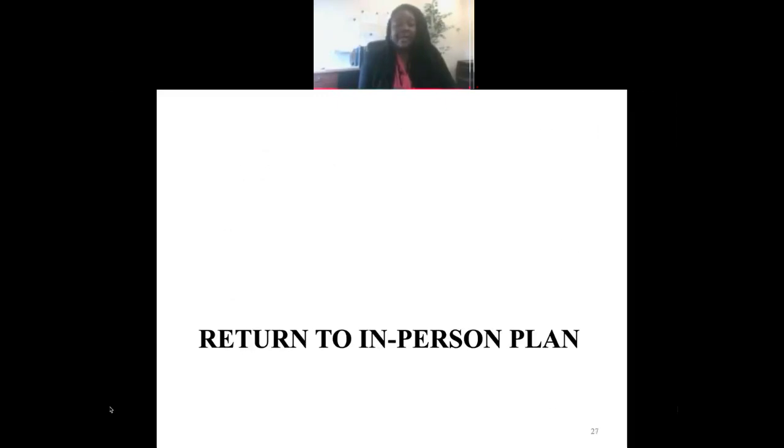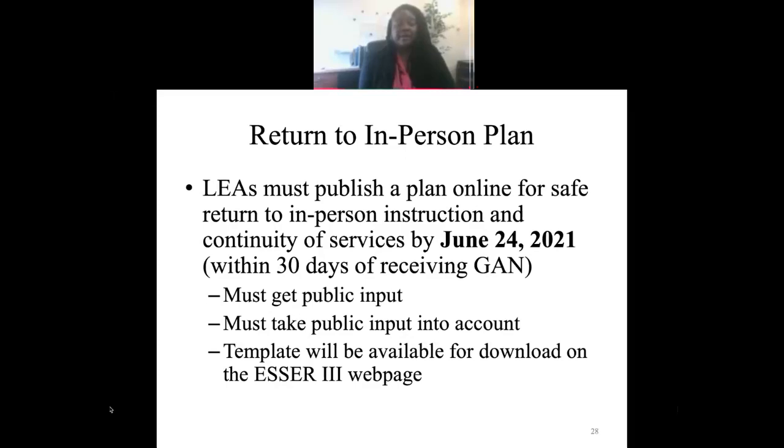Now let's turn to the second plan that school districts are required to do under the ARP, and that is the return to in-person plan. LEAs or school districts must publish a plan online for the safe return to in-person instruction and continuity of services by June 24th, 2021, within 30 days of receiving your grant award.